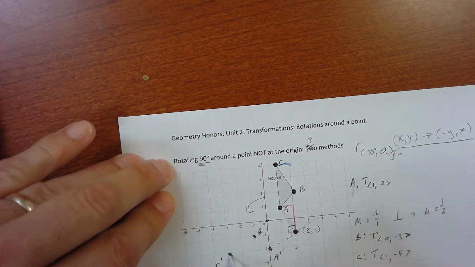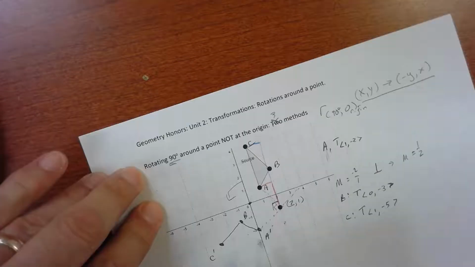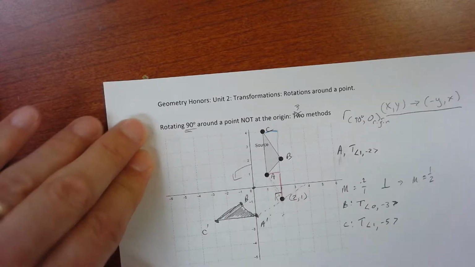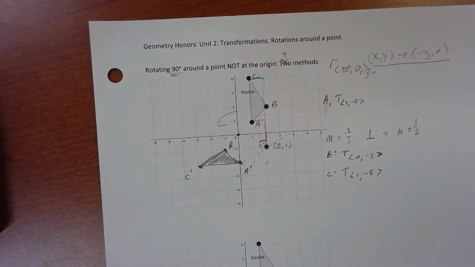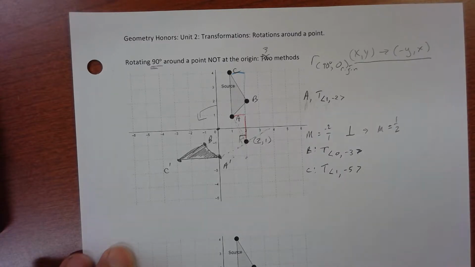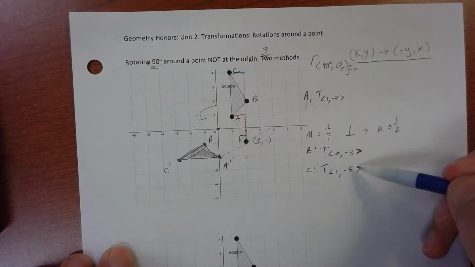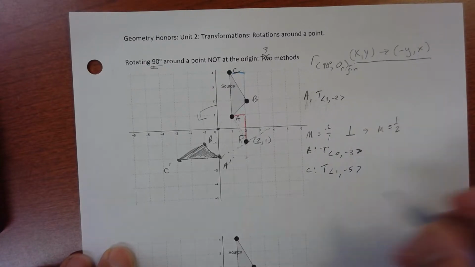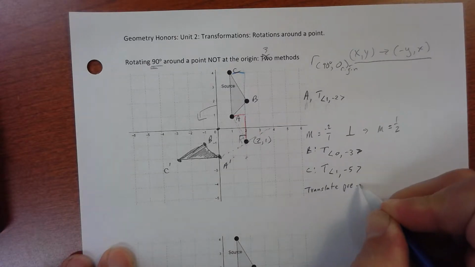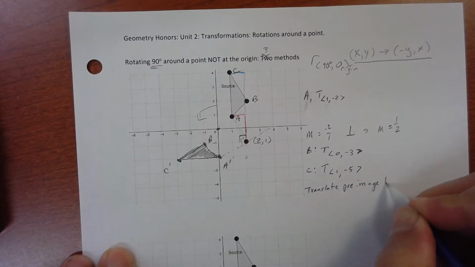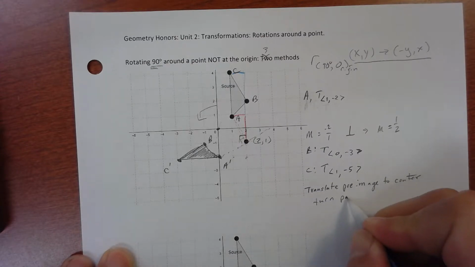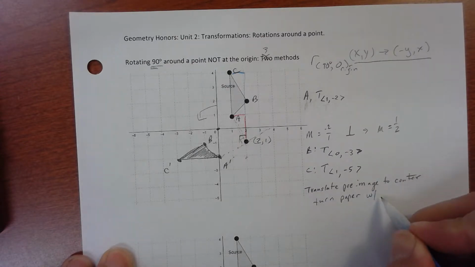If you want to connect up your shape, you can certainly do that, and shade that in. And there's where your new shape is going to be after the 90-degree rotation. Okay? So this is a turn-the-paper method, if you want to think about that, right? You translate the pre-image to the center, turn the paper. What did we do? We kept our pencil on there, with the pencil on the center.